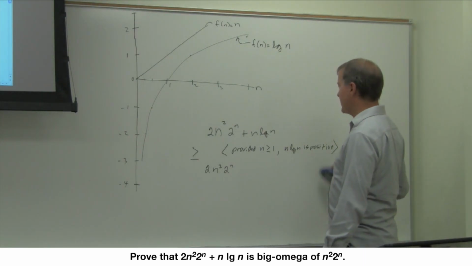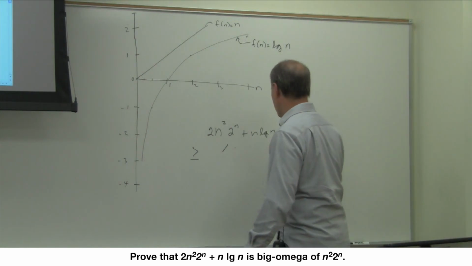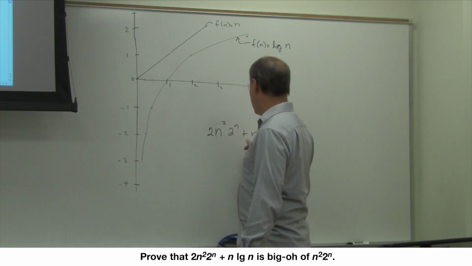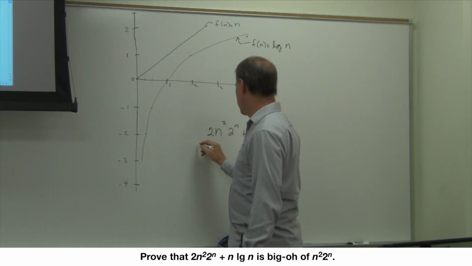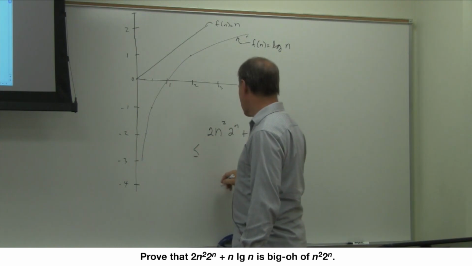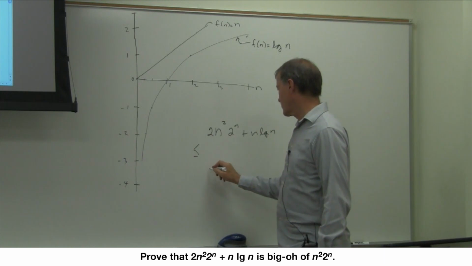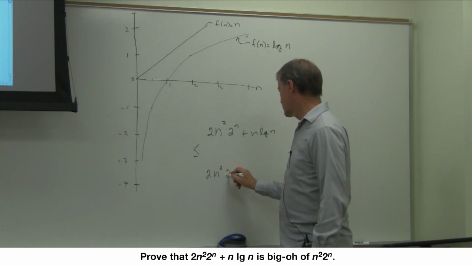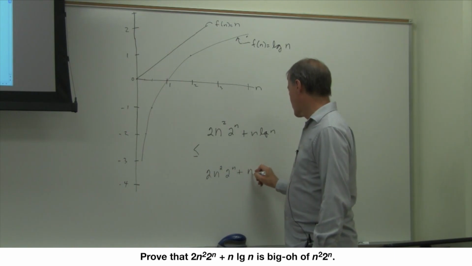So that's how you do the big omega. But now to do the big O, it's harder, because this has to be less than or equal to something. I claim that this is less than or equal to 2n squared 2 to the n plus n squared 2 to the n.